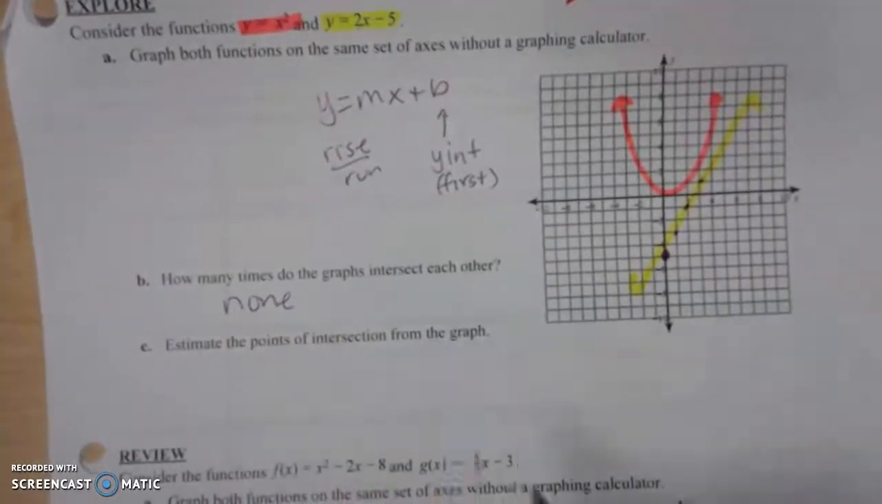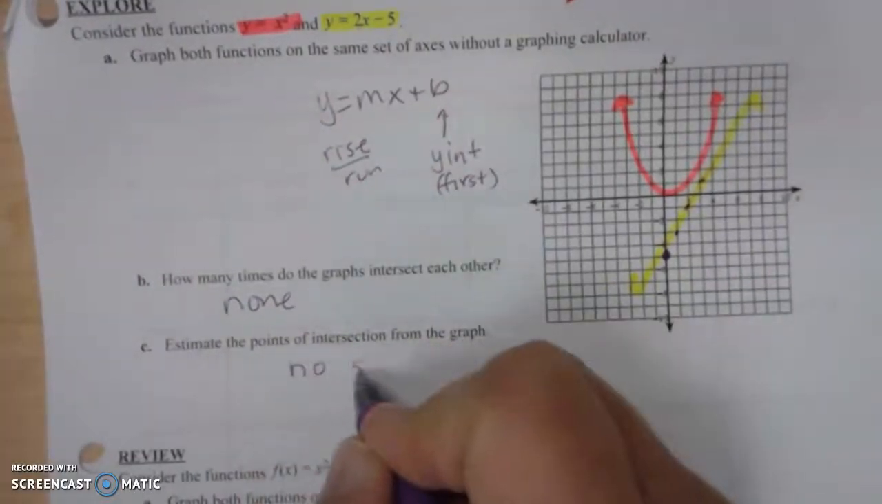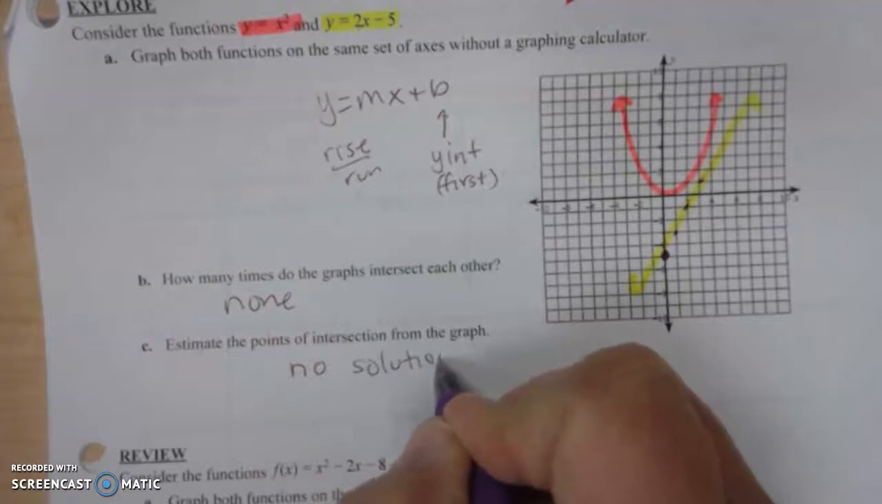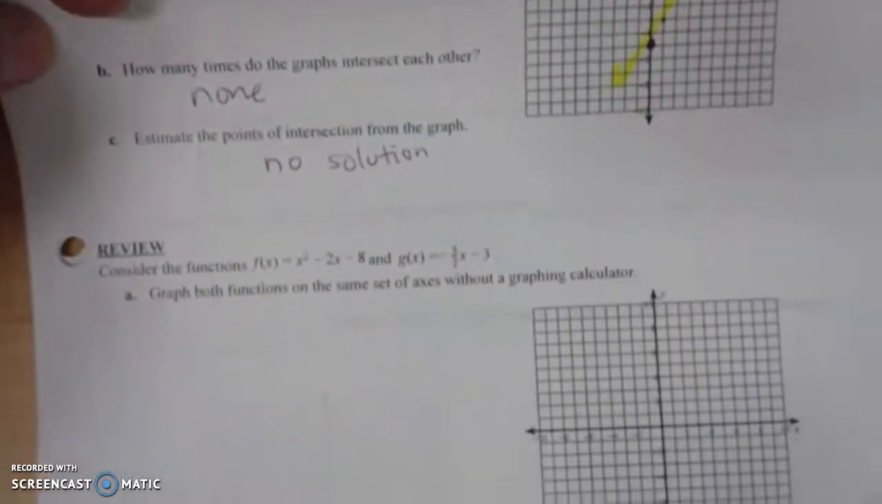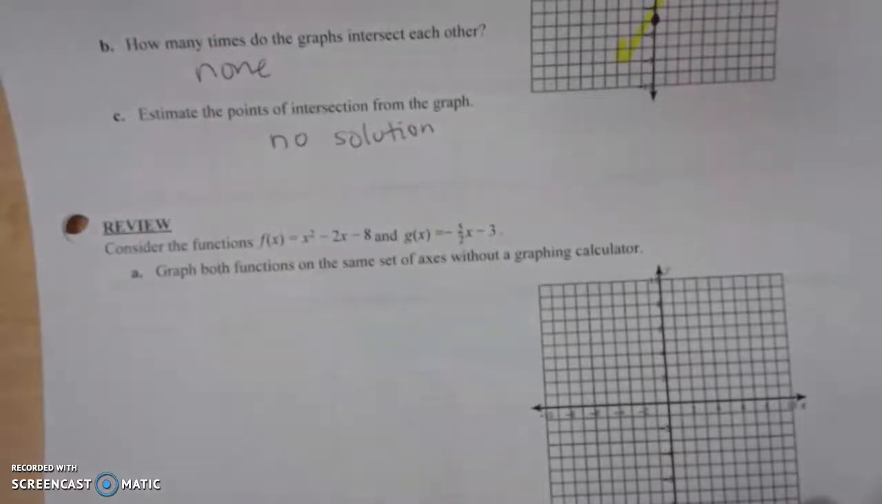Estimate the points of intersection. When there are no points of intersection, you put no solution. Okay, very simple, just practice graphing. Let's look at the next example here.